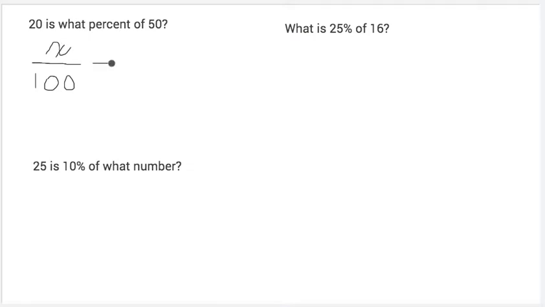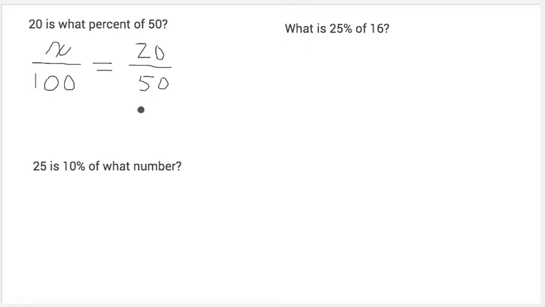Now, I have to make that equal to another fraction. So we're going to use the 20 and the 50 to make our other fraction. How do we know which number is the numerator and which number is the denominator? That's where this word of comes into play. Of 50 means 20 is out of 50. So of 50 means 50 is the denominator. So we're going to put that 50 down below, and the 20 goes up top. 20 is the numerator. So now we have x over 100 equals 20 over 50.